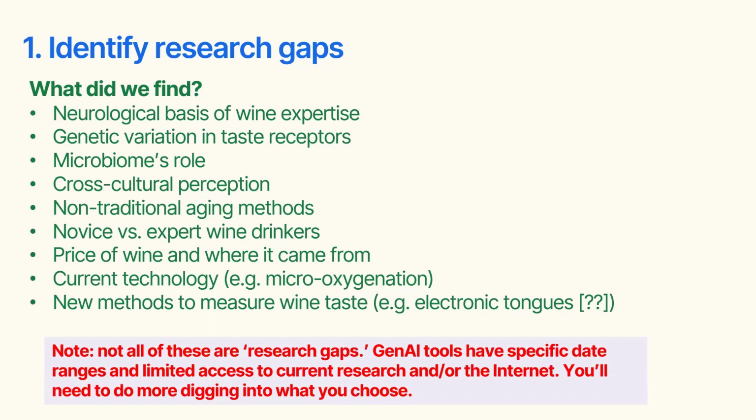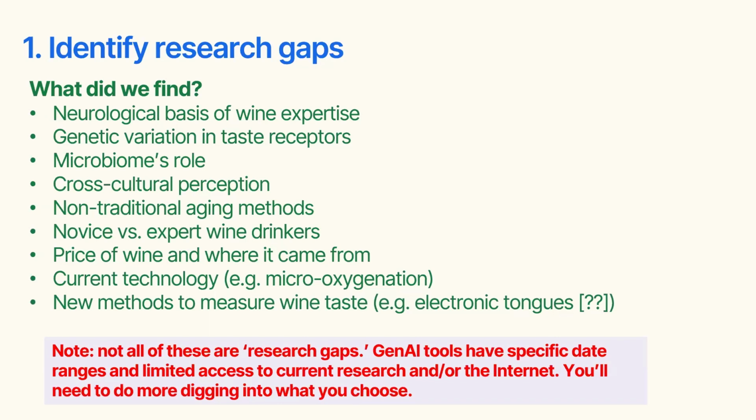So it's important to note, okay, so we have our big list. They're very general, but these aren't all research gaps. So Gen AI tools have specific date ranges on what they can dig up, right? There's limited access that they have to current research and or the internet. You'll need to do more digging into what you choose. You'll need to look more into, okay, what is, right?